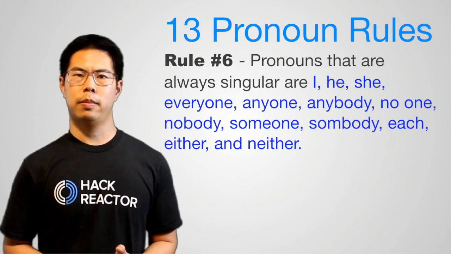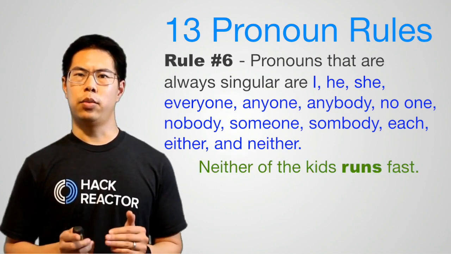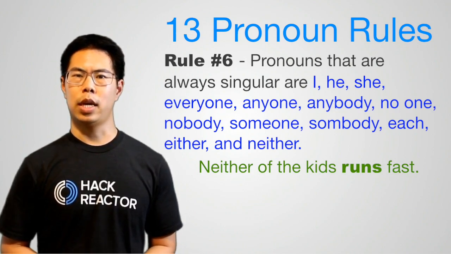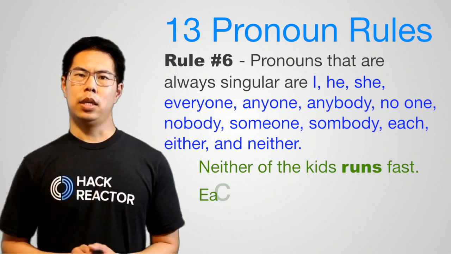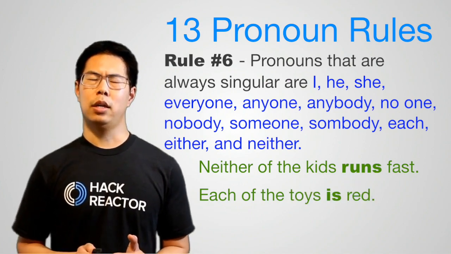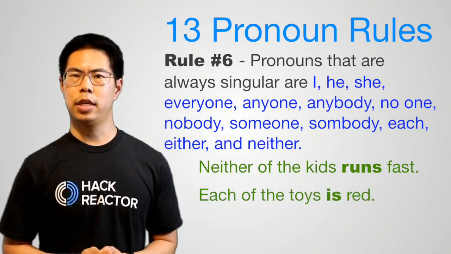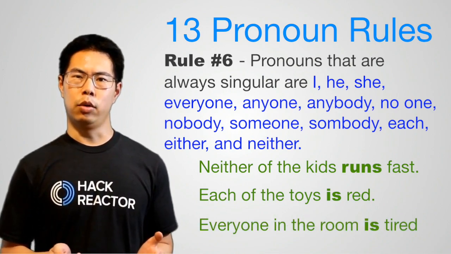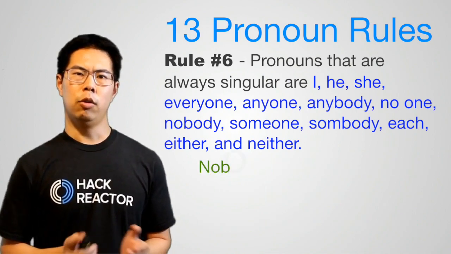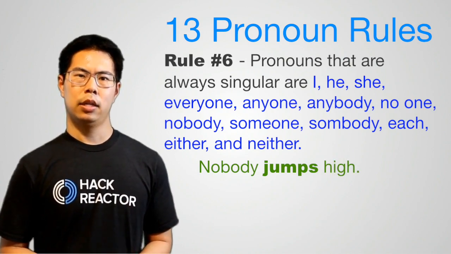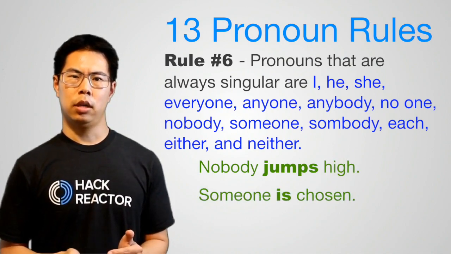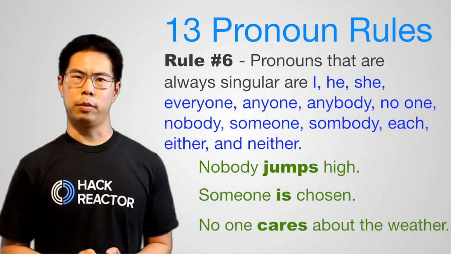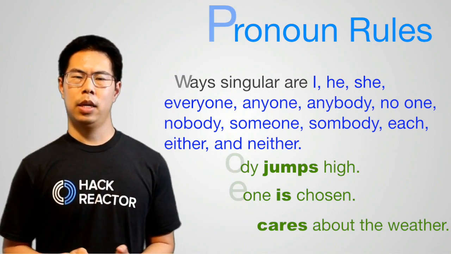Here are some examples. Neither of the kids runs fast. The verb runs here is singular because we would say he runs. Each of the toys is red. The verb is here is singular because we would say it is red. Everyone in the room is tired. Nobody jumps high. Someone is chosen. No one cares about the weather. These are all singular verbs because those pronouns are singular.